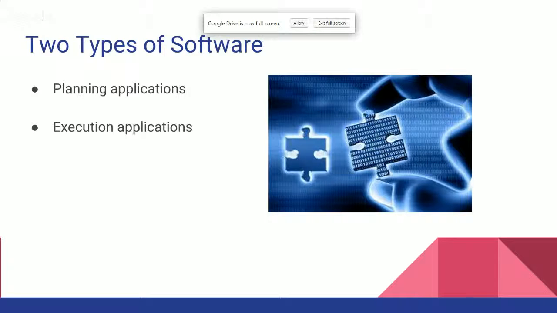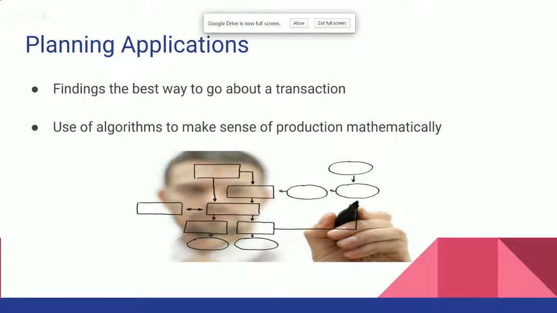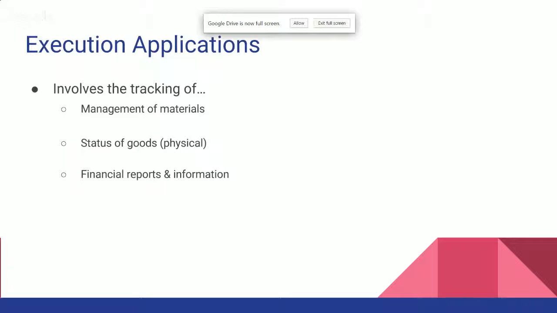With regards to the types of software with supply chain management, there are planning and execution applications. Planning applications are used to find the best way to go about a transaction, and they are used with the help of algorithms that make sense of the production mathematically. Execution applications, on the other hand, involve things such as the tracking of management of materials, the status of goods, as well as the financial reports and information involved with the supply chain management.